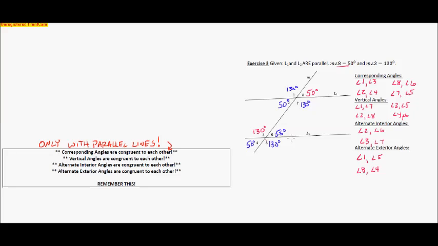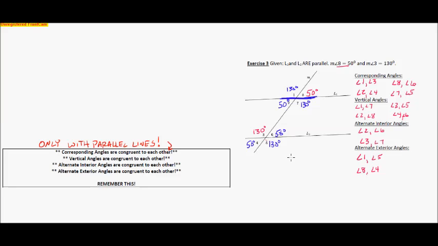Alright, and if you haven't noticed already, if you have a straight line, such as this right here, these two always add up to 180. And look, you have a straight line here, these two add up to 180, and so on. These two add up to 180, and these two add up to 180. So whenever you have a straight line, the angles that form that straight line have to add up to 180. That's a little trick to help you as well.